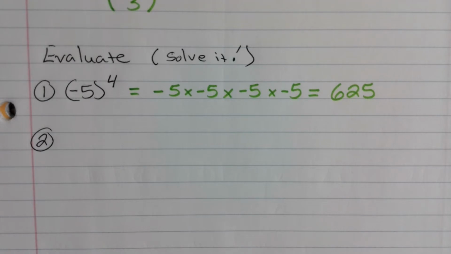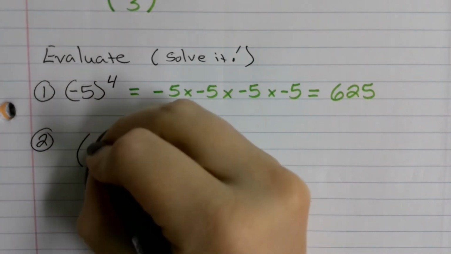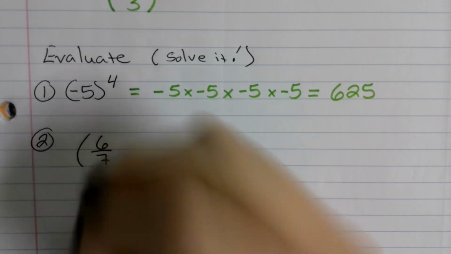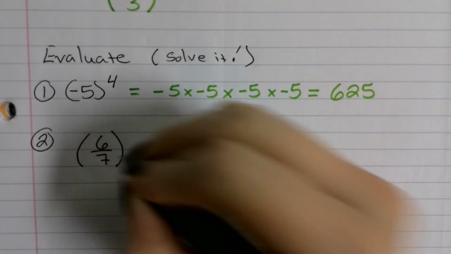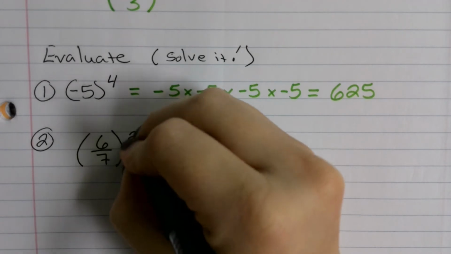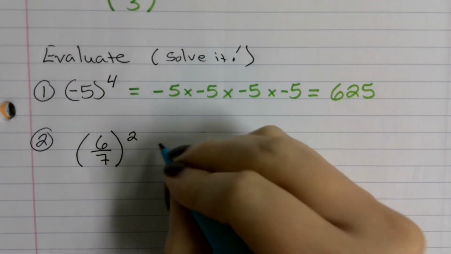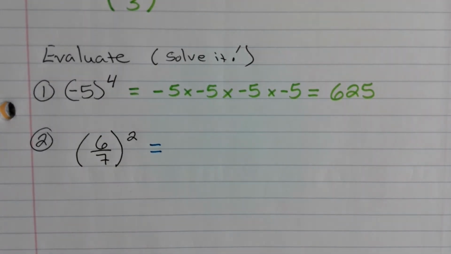Exponents can be any type of rational number, yes. All right. So 6/7 raised to the 2nd power. What is that going to equal? 6/7, the whole thing raised to the 2nd power. What is that going to equal?